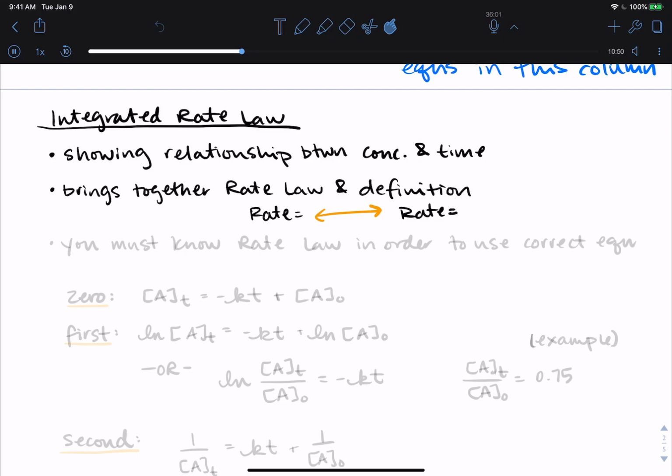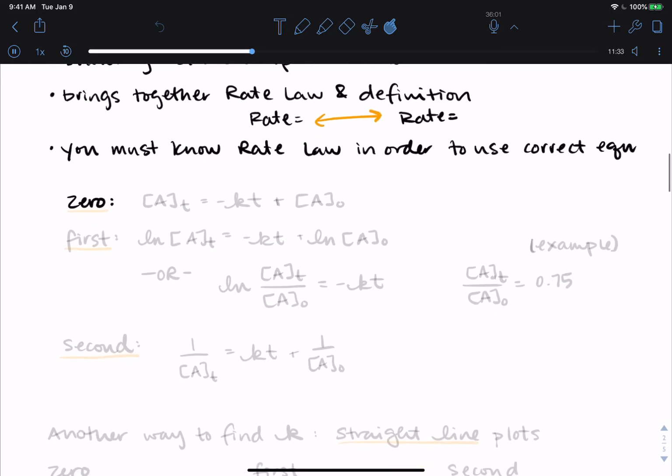So because the rate law is an important part of it, you must know the rate law in order to use the correct equation. Each rate law will have a specific integrated rate law to use with it. Now, the good news is the equations are labeled on your equation sheet. So I'm going to give you here what these equations look like.